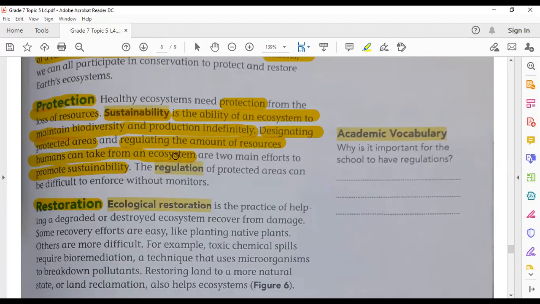For example, fishing must be regulated. It is dangerous, and it can destroy river or lake ecosystems if fishing is not regulated, if fishing is unlimited. We must regulate fishing so that we can ensure sustainability. If we hunt a lot of animals, a lot of deer, we can't promote sustainability.